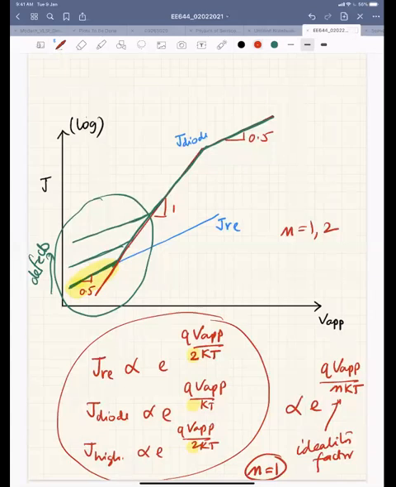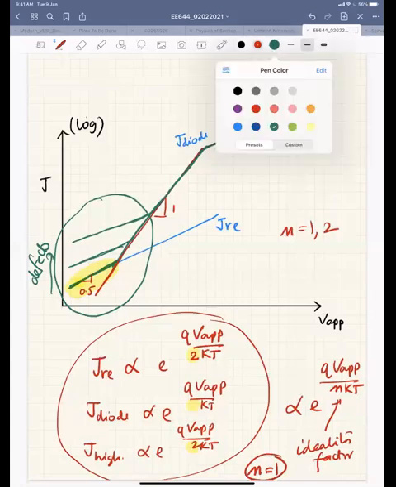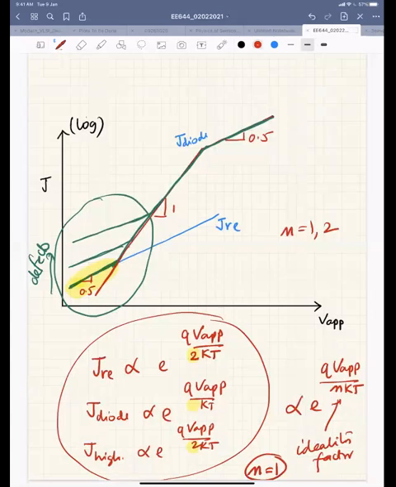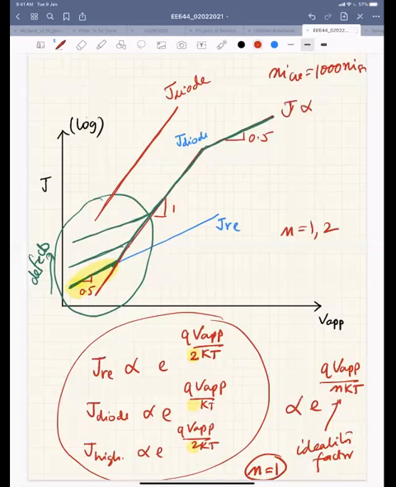But for the germanium case, let's say germanium has a very high ni. Ni means your diode current is very high. For germanium, your diode current is very high, because ni of germanium is 1,000 times ni of silicon, and your current is proportional to ni square. That means at the same applied voltage, your current in germanium is 10 to the power 6 times current in silicon if the dopings are same, right?